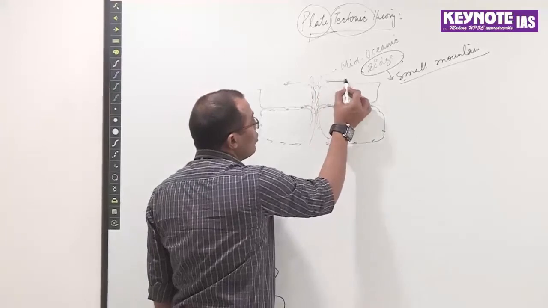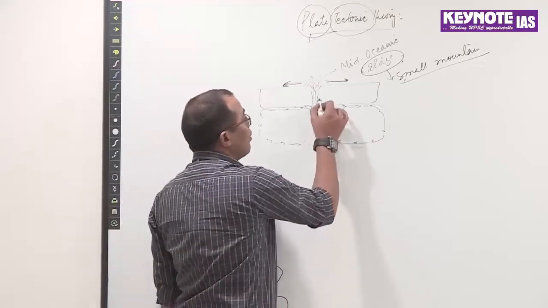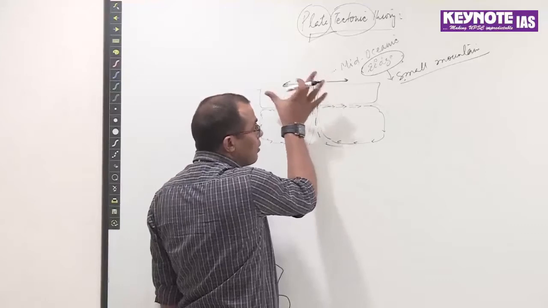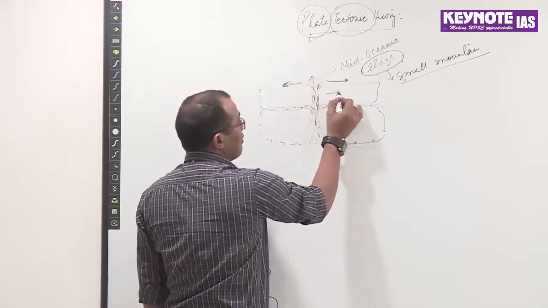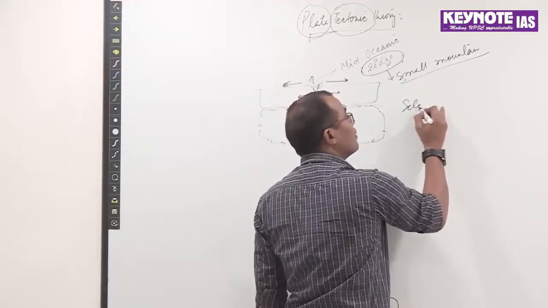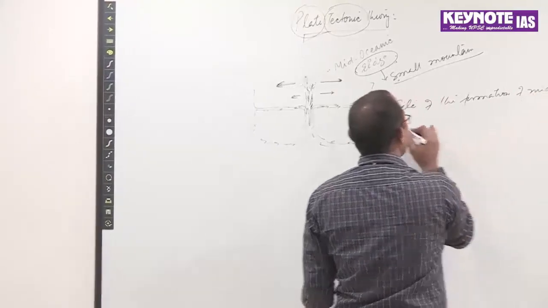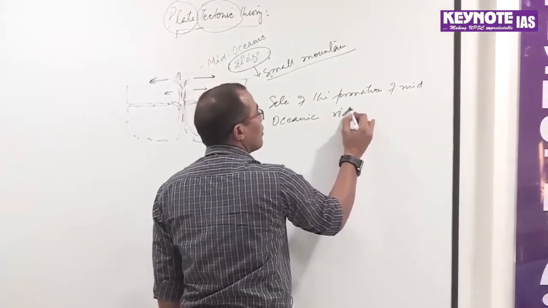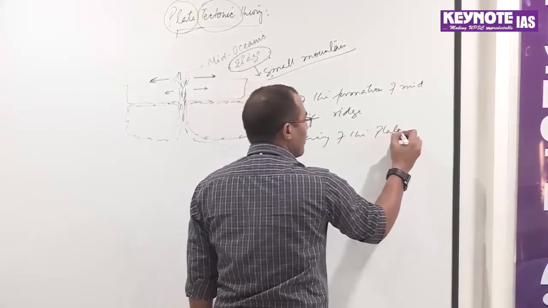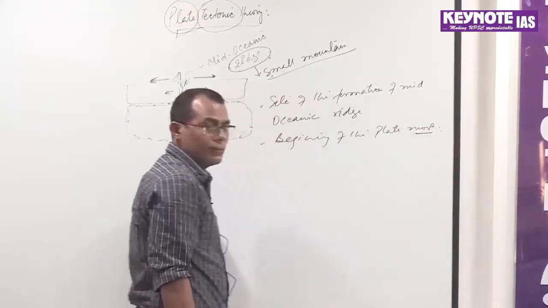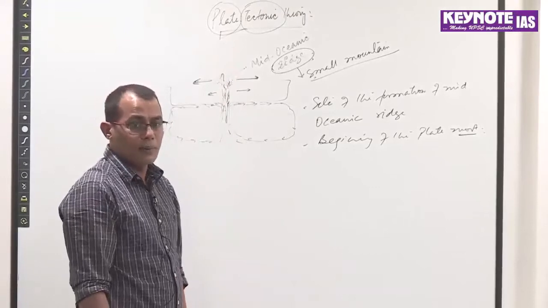right? So this plate will be moving away from each other, and that's how plate is being created. One single plate will be broken into two parts. So if you look at this aspect, the divergent boundary will be the site of the formation of mid-oceanic ridge. Will be the beginning of the plate movement. From there, the fundamental reason for the movement and formation of plate is the volcanic eruption.